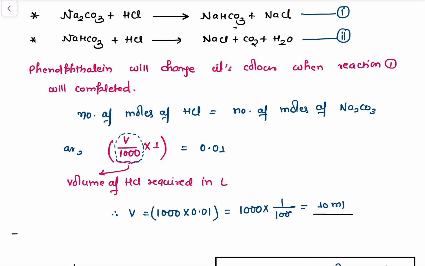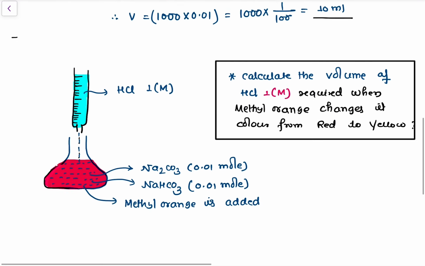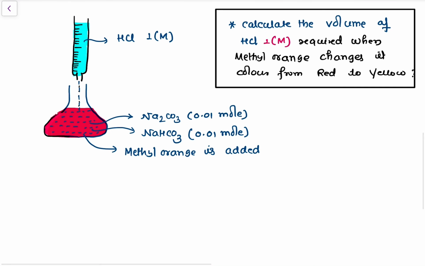So this is the double titration with respect to the phenolphthalein. Now we'll try to understand the double titration with respect to methyl orange. For methyl orange, we'll consider this problem. Again, we are considering a solution which is having sodium carbonate and sodium bicarbonate.